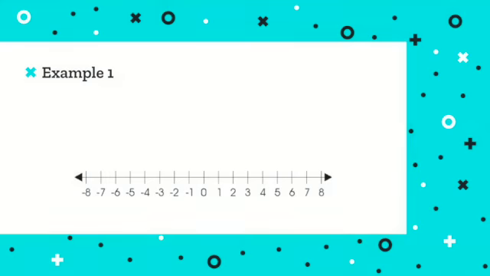Let's take a look at our first example. The absolute value of 3. Well, the distance of 3 from 0 is just 3, as we can see here on this number line. However, there is another number that is also 3 units away from 0, and that's the -3. So if we take the absolute value of -3, it also gives us 3. Okay, both are 3 units away from 0.